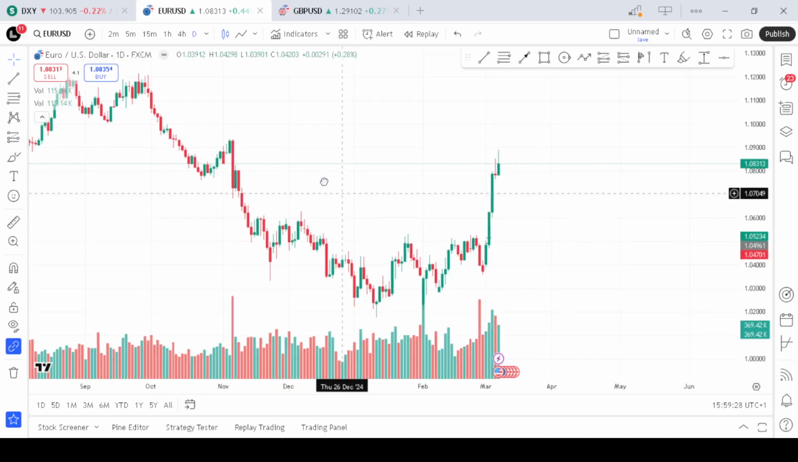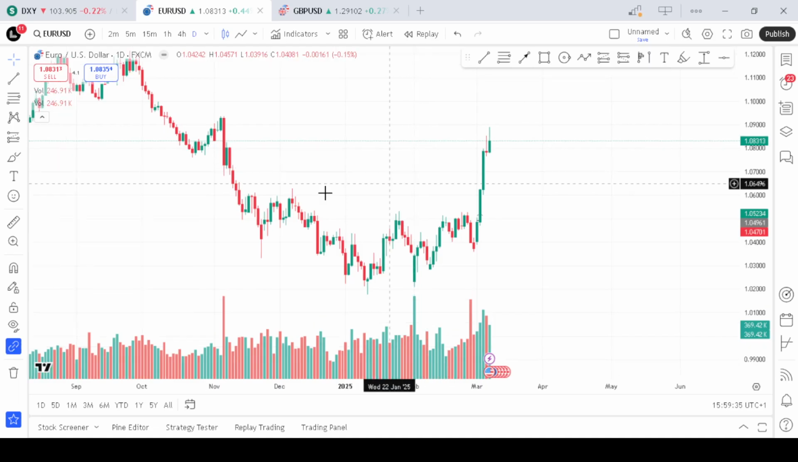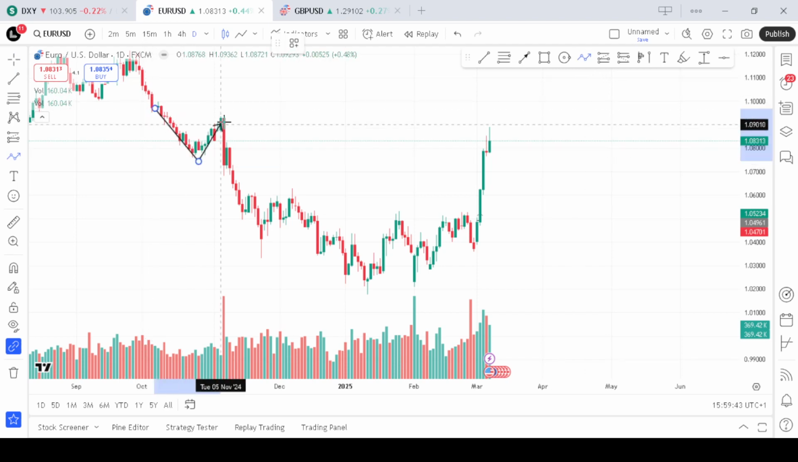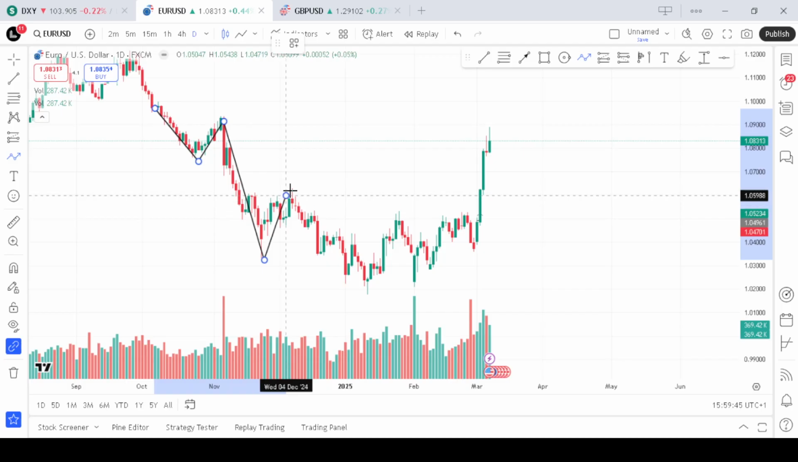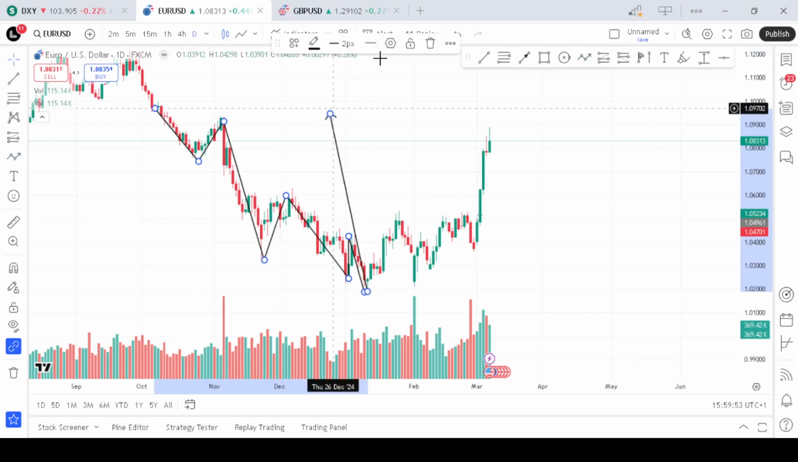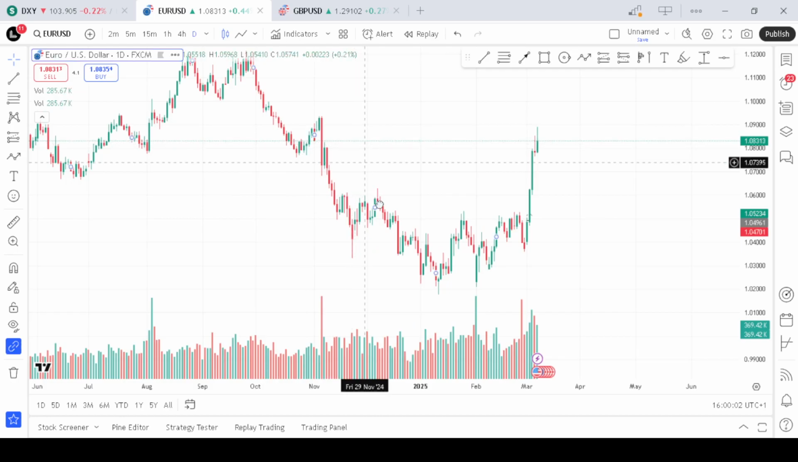To understand the formation better, let's break down its key characteristics. First, the diamond pattern begins with a well-established downtrend, and as we can see in the chart, we are making a series of lower lows and lower highs. We are making a downtrend, as we can see from this example. You will notice that price has been declining for quite a while, creating a bearish sentiment in the market.